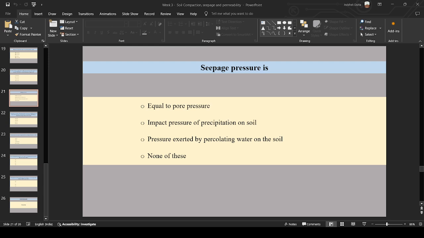A homogeneous earth dam is 52-meter high with 2-meter freeboard having 25 equipotential drops and 4 flow channels. If the coefficient of permeability is 3 into 10 to the power minus 3 centimeter per second, calculate the discharge in meter cube per second per meter length. So again a numerical. The dam has a height of 52 meter with 2 meter freeboard. There are 25 equipotential drops and 4 flow channels. Given K equals to this one, what is the rate of flow or discharge?